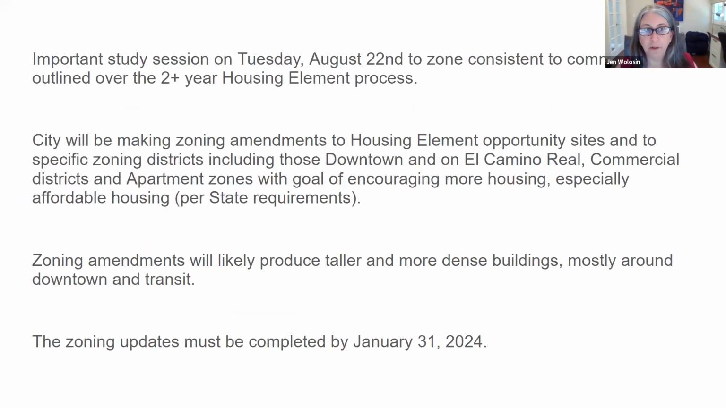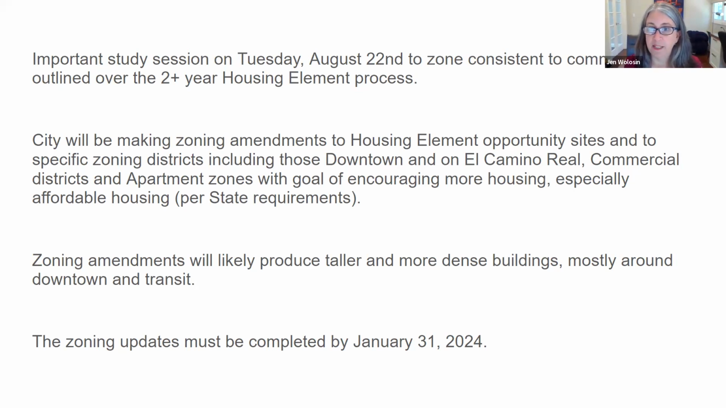So the executive summary is that there's an important study session on Tuesday, August 22nd, which will be going over zoning that the City Council and the city must make to be consistent with various commitments that have been made in the housing element. And that has been an over 2-year process that we've been undergoing. The City Council specifically will be making zoning amendments to a couple zoning districts, that being the downtown and El Camino area, the commercial districts, and apartment districts.